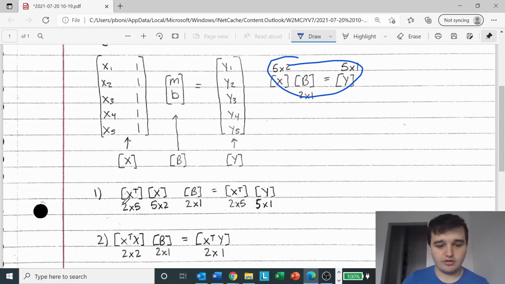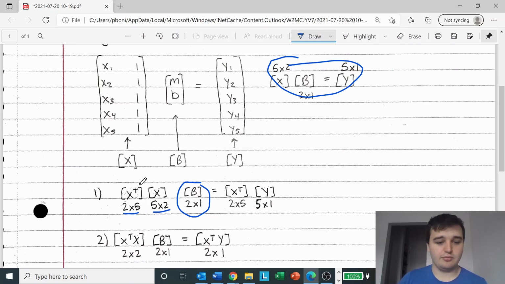So now we have the transpose of matrix X, which is a 2 by 5, times a 5 by 2, which results in a 2 by 2. So that 2 by 2 matrix is then going to be multiplied by our unknown matrix B, but our goal is to eventually isolate this unknown matrix B. So the first thing, like I said, is to transpose X and multiply it by both sides.